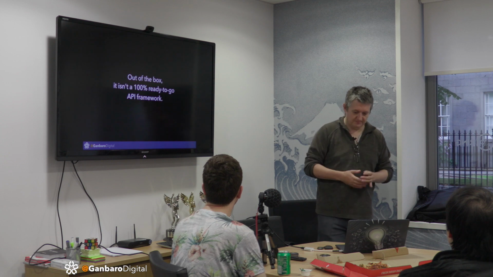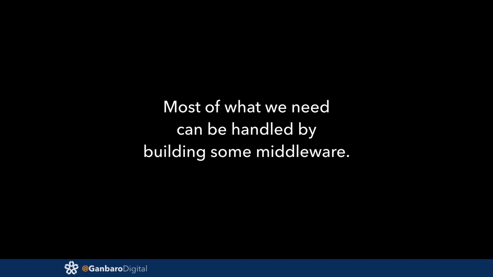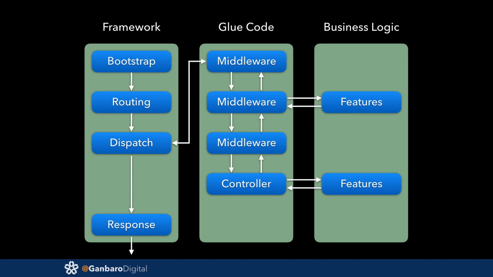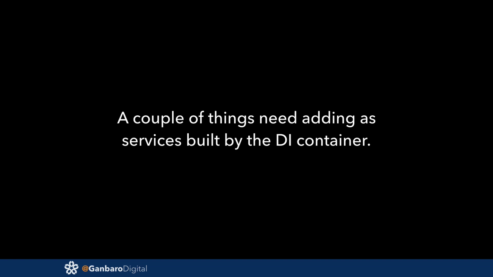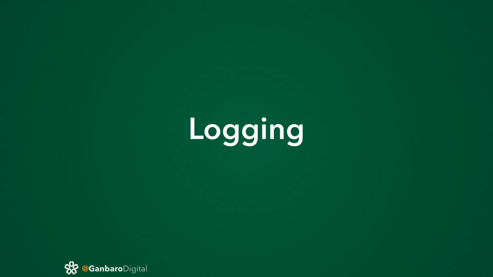And the nice thing is, most of what we need in APIs can be built by dropping in some middleware, which also means we can reuse it. Because they're isolated, once we've got it working for one client, we can take it and use it elsewhere. And there's a couple of things where we actually want to put some services into the DI container because we want to expose those everywhere. And the first of those is logging.